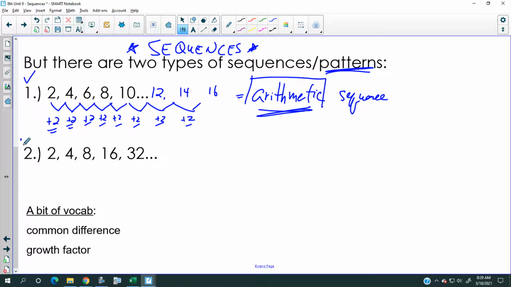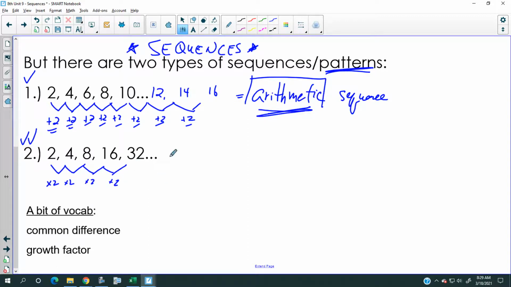Now, look at the second type of pattern. What happened here? Between 2 and 4, what happened? Between 4 and 8, what happened? Between 8 and 16, what happened? Between 16 and 32, what happened? It's not add 2 anymore. The lights just went off. It's times 2.